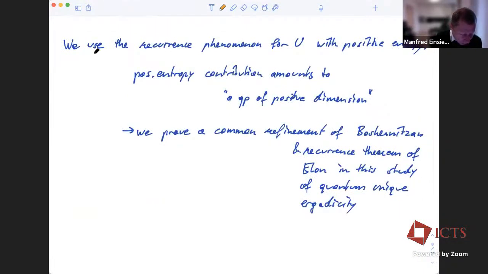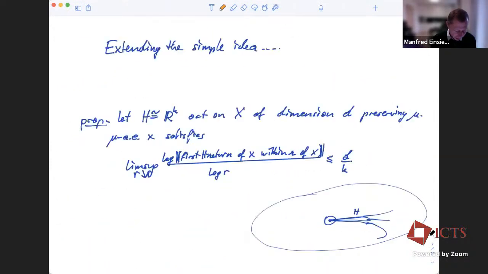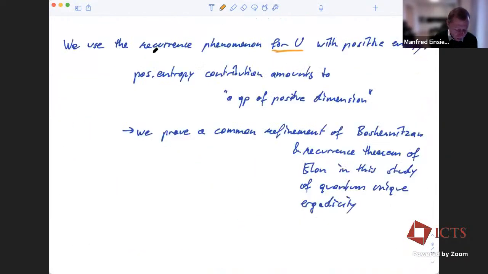What we want to actually do is we want to use the recurrence phenomenon for this U, for this one parameter U, which has positive entropy contribution. And that's a little weird. Why? Because in this little proposition that I tried to advertise here, I had a group acting of a certain dimension, preserving the measure. Now I want to use this phenomenon for U, which is not preserving the measure.